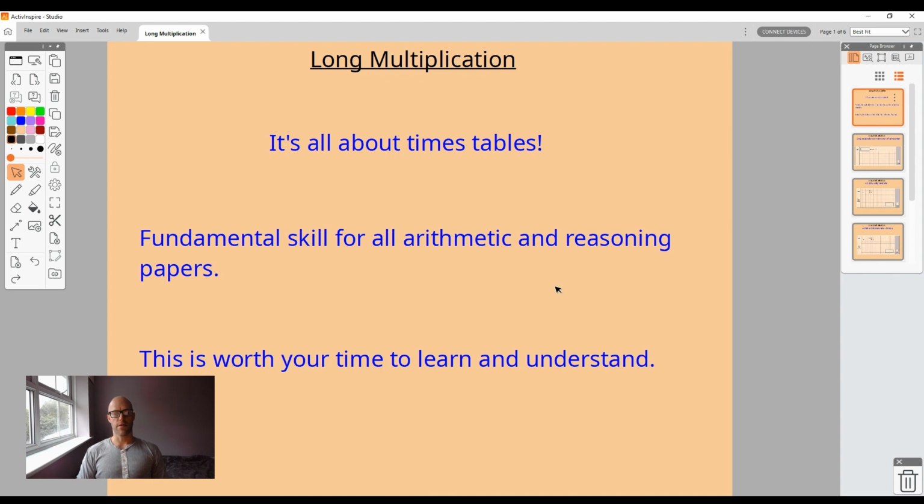Secondly, it's fundamental in all arithmetic and reasoning papers. You're going to be asked in multiple different ways through primary school into secondary school, all the way through secondary school, to show how you multiply. So if we can get it sorted now, we can turn a weakness into a strength with relative ease. I'll show you how I do it today. It is worth your time to learn and understand.